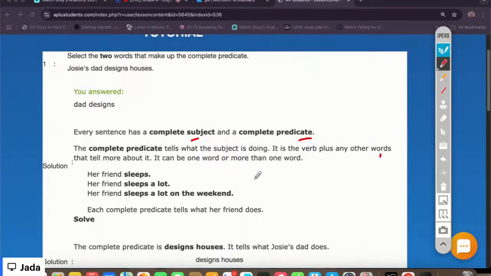So basically, the predicate is the verb in the sentence. All right, that's what it is. Just like we have her friend sleeps. So sleeps there is the verb, that's the predicate. Her friend sleeps a lot. Now the predicate could be the verb plus any other words that give more information about it. So sleeps a lot. And then, her friend sleeps a lot on the weekend. So that is the predicate. Okay? So it's the verb.